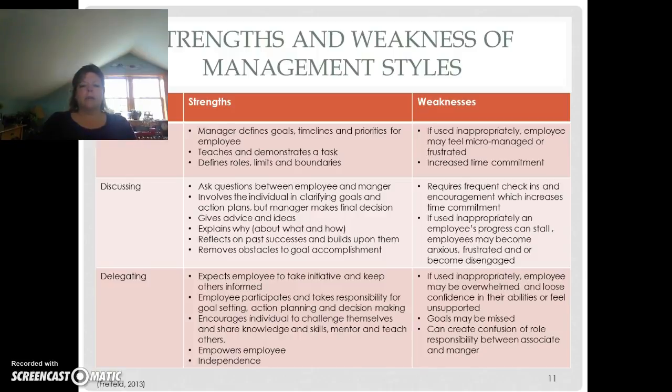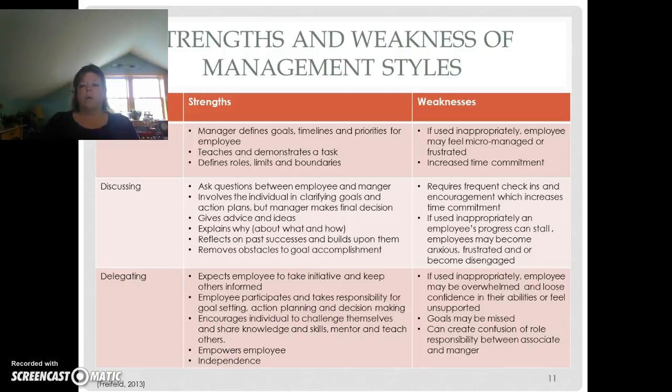Delegating. So the delegating style, this is where the manager expects the employee to take the initiative and keep others informed. And so the employee will participate, take responsibility for goal setting, action planning, decision making. This also encourages them to challenge themselves and share their knowledge and skill sets with others, making sure that they're not only just accountable for themselves, but that they're taking that to their peers as well. And it empowers them and it helps create a sense of independence.